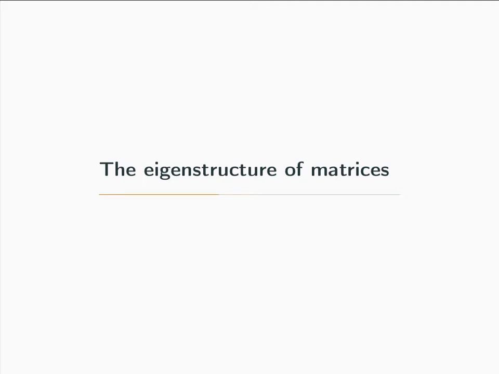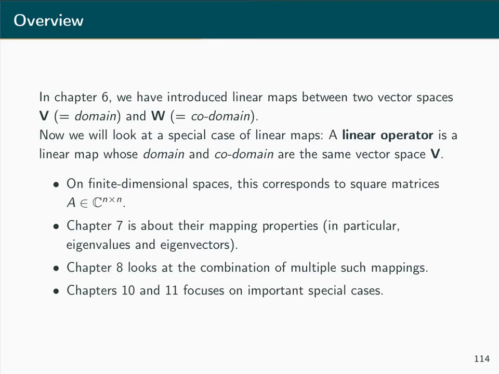In the 7th chapter of our course on linear systems theory, we will look at the eigenstructure of matrices. Let's begin by looking at where we are in this chapter and where we are going in the next few chapters. So in the previous chapter 6, we have introduced linear maps between two vector spaces V and W.